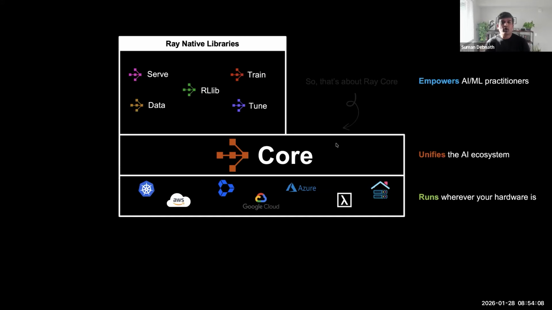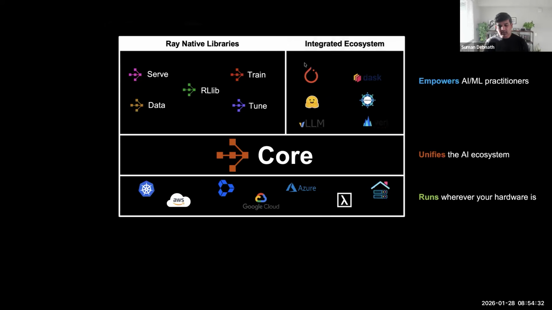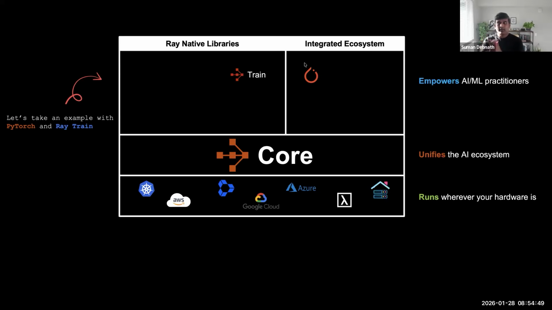To do this, previously you installed Ray like this: pip install ray. Now you just have to install ray with extras: data for data processing, train for training, tune for hyperparameter tuning, and so on. I just want to give you an intuition of how things are stacked. In today's webinar, we are going to talk about Ray Train, but it also supports other engines in this ecosystem like vLLM, PyTorch, Hugging Face, etc. But today we are going to talk about Ray Train with PyTorch.